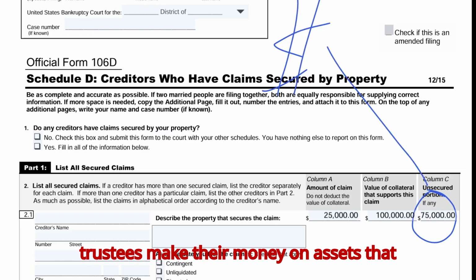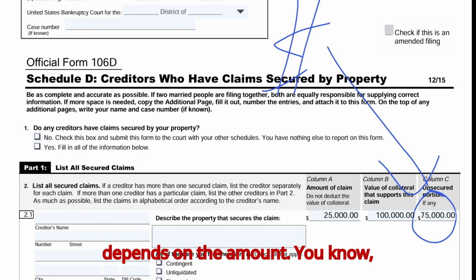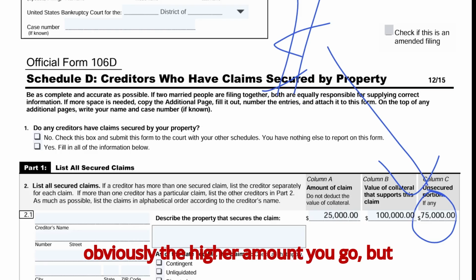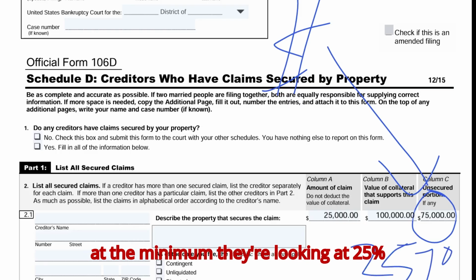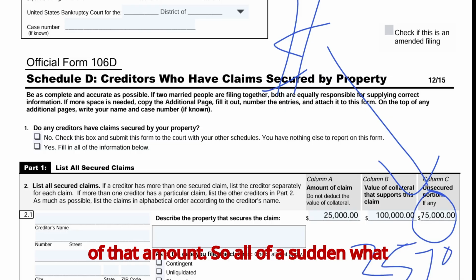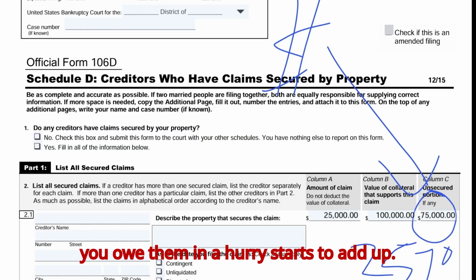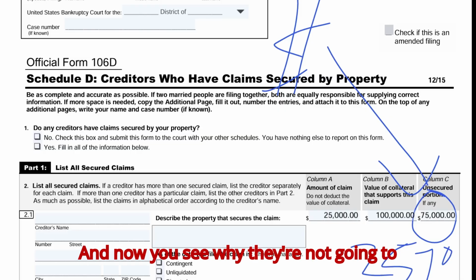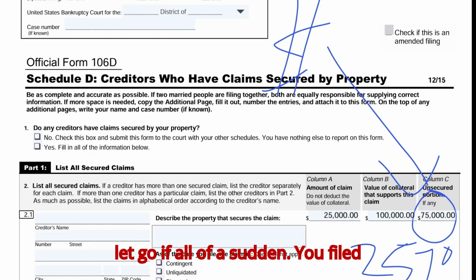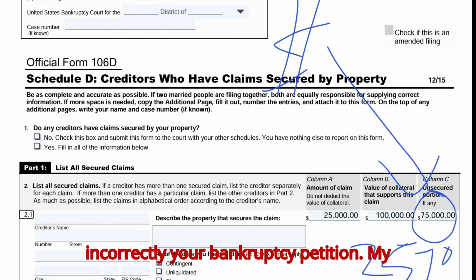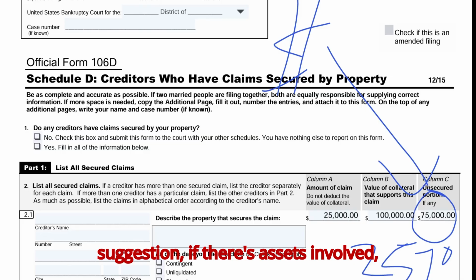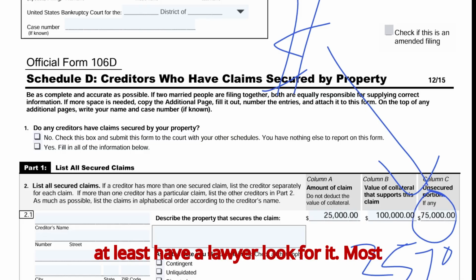This is where the trustees make their money, on assets that are not secured. It just depends on the amount. Obviously the higher the amount, the more they make, but at the minimum, they're looking at 25% of that amount. So all of a sudden, what you owe them starts to add up in a hurry. And now you see why they're not going to let go if you filed your bankruptcy petition incorrectly. My suggestion, if there are assets involved, is to at least have a lawyer look at it.